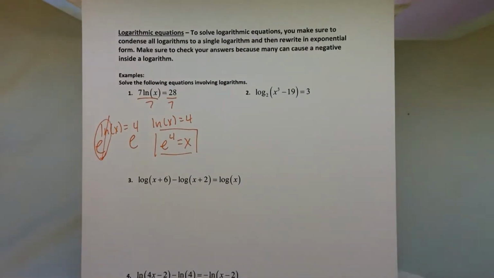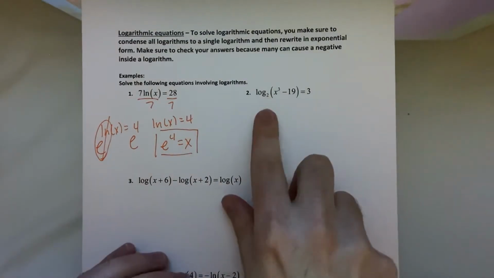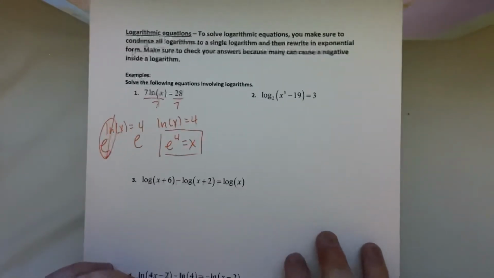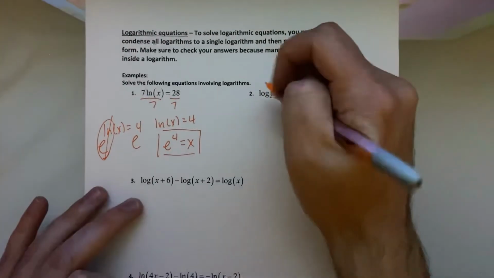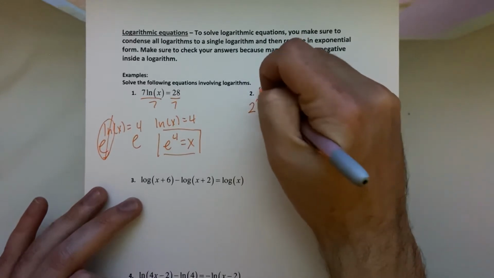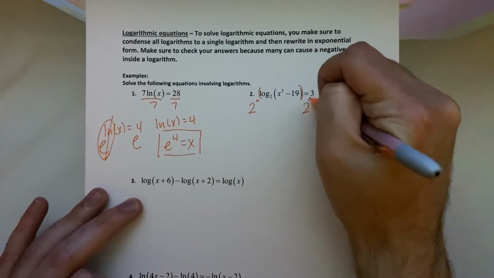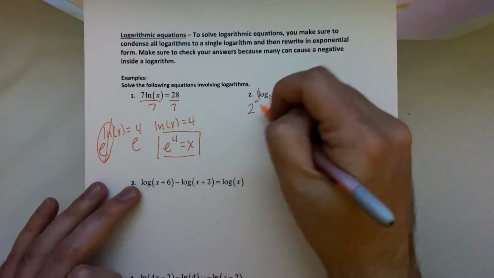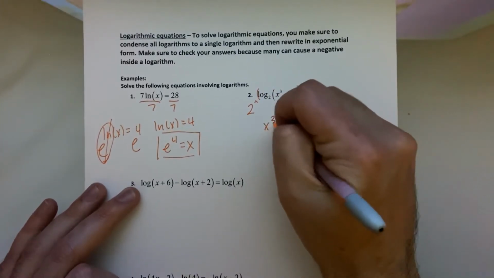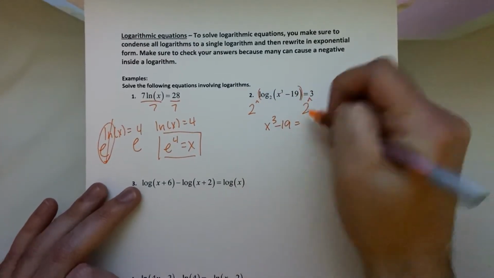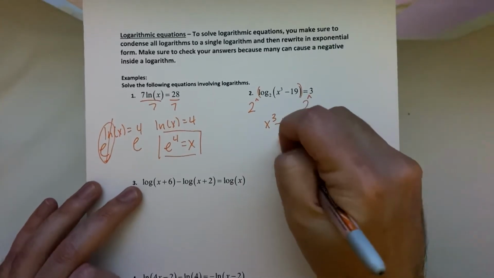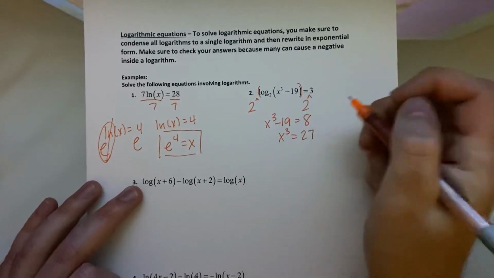So while we could take the ln of both sides, we really take e and raise it to a power to get rid of a logarithm. If it were log base 2, we would have to take 2 raised to the power in order to get rid of it. So log base 2 of x cubed minus 19 equals 3. If I were to use that other strategy, I would say 2 to this power equals 2 to the 3rd. 2 and log base 2 cancel, so that x cubed minus 19 equals 2 cubed, which is 8.